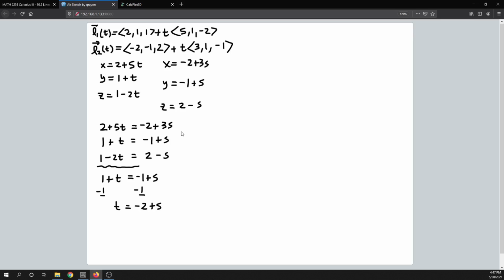And so this is the one, I've already used this one here, this middle one, right here. I've already used that one. So I'm going to go to this other equation over here and substitute in -2 plus s for t into this one. And I'm going to go to the other one I didn't use and do that as well. Substitute -2 plus s in for t.